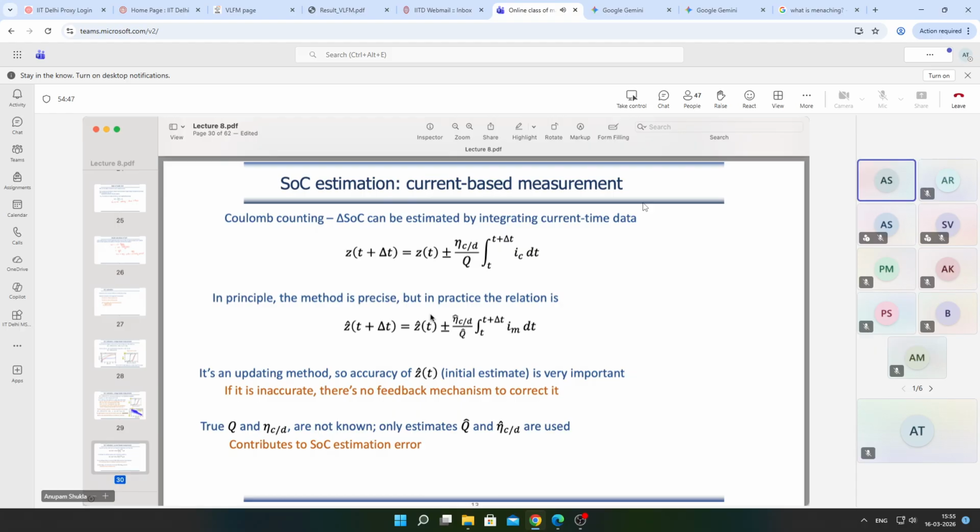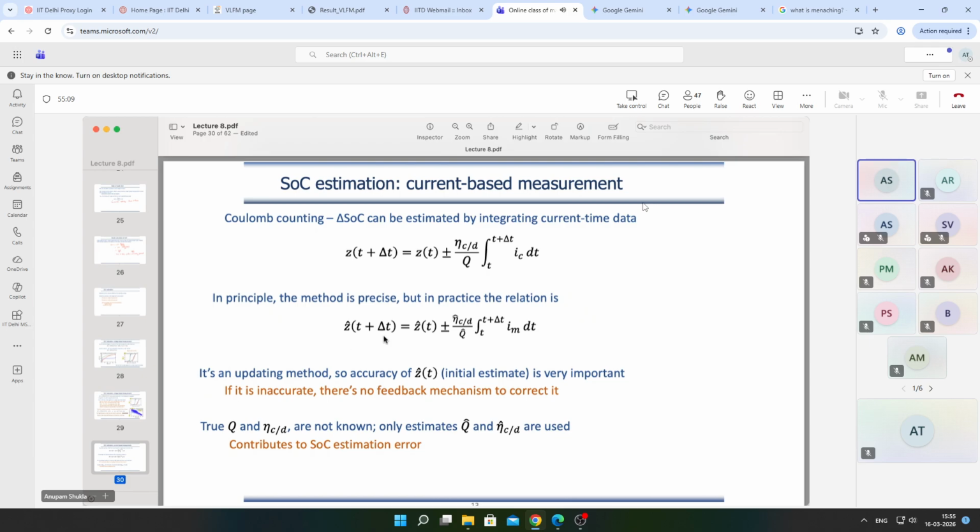Okay, so just notice the difference between the top and the next equation. They are all estimates and then you have IM instead of IC. So instead of knowing the true current going into the cell, we only know the current measured where my current measurement sensor is. It will be outside the cell. Okay.